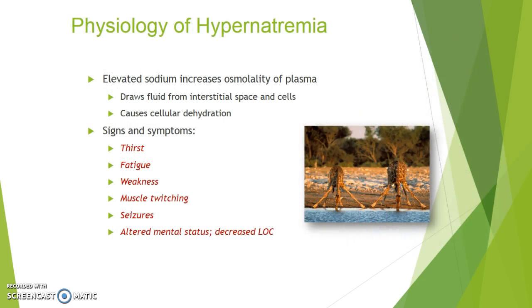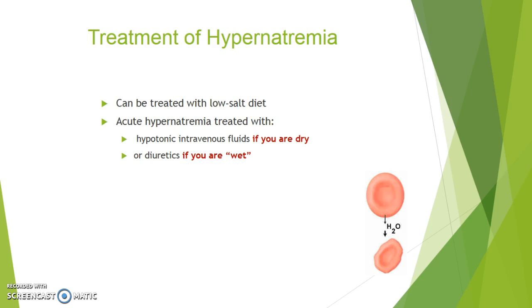The physiology of hypernatremia is that elevated sodium is going to increase the osmolality of plasma and draw fluid from the interstitial spaces in cells, causing a cellular dehydration. Now, when you think of sodium, I want you to think about neurologic problems, but also think about thirst. Thirst is going to be one of your signs that you need to look at. Other than that, most of your signs and symptoms of hypo and hypernatremia are going to manifest as neurological difficulties, as you can see here. Treating hypernatremia is by reducing dietary sodium, as well as replacing IV fluids if you're dry, or giving diuretics if you're wet.